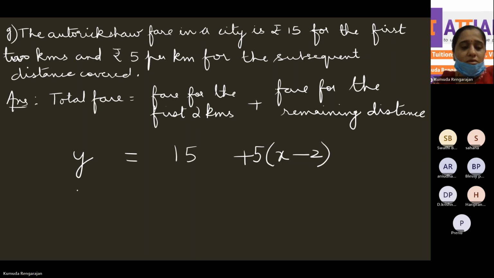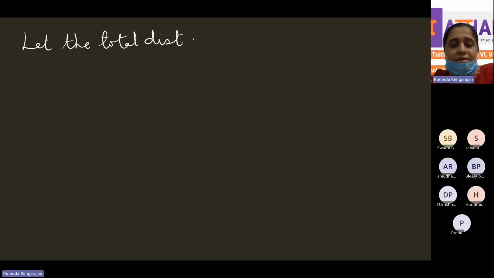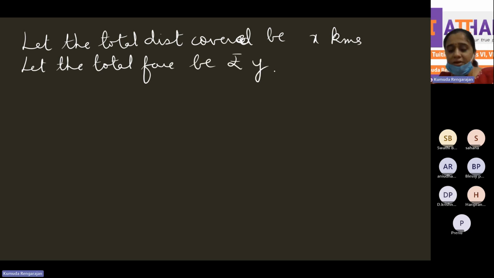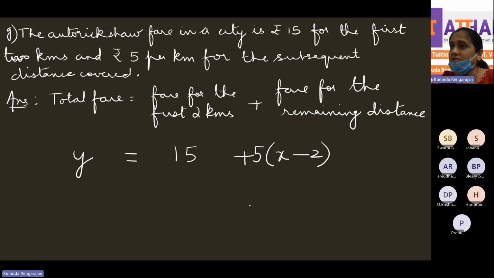So now tell me, what should you assume? You should write this one first, actually, children. You should say, let the total distance covered be X kilometers. Let the total fare be rupees Y. Then you must write this.